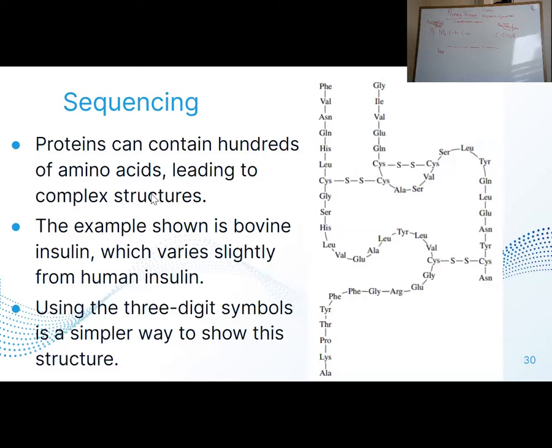And we can use protein sequencing to determine the primary structure, but it doesn't tell us a huge amount. So there's bovine insulin, which again is almost identical to human insulin. But if we use it, eventually the body will reject it, and it doesn't actually work anywhere near as well.